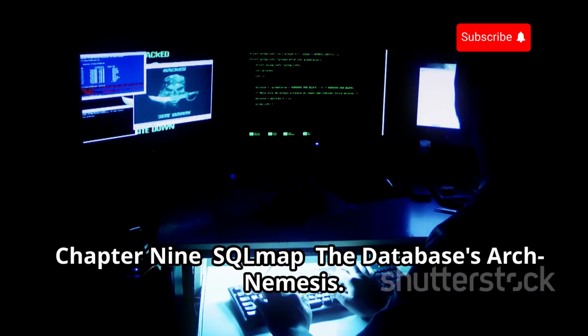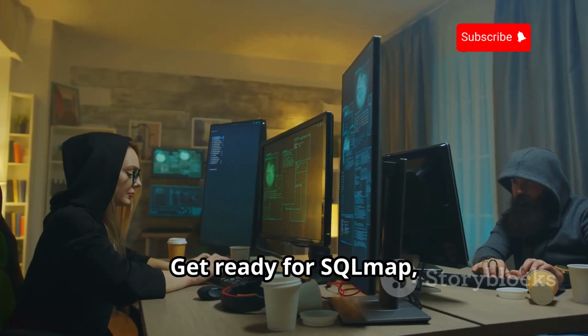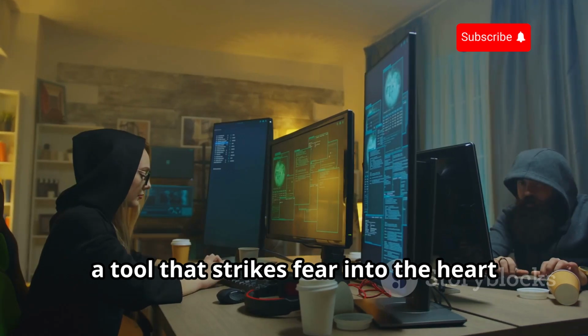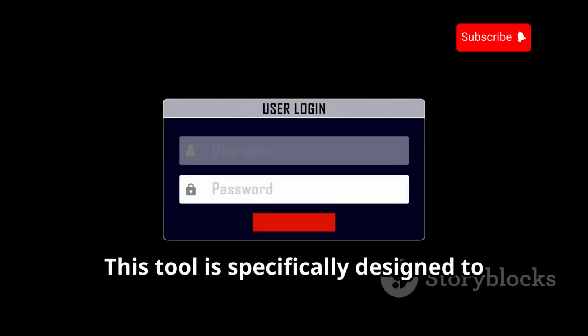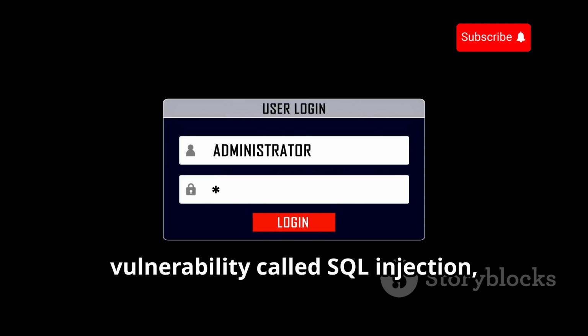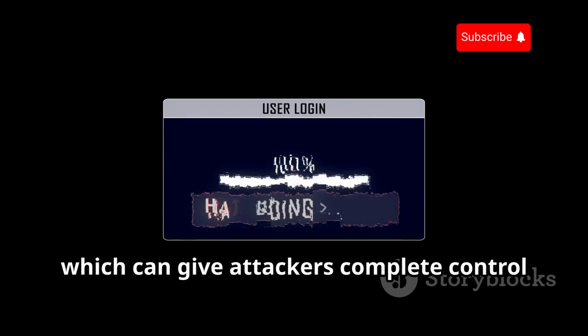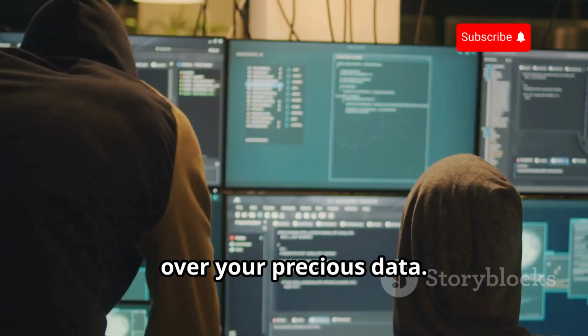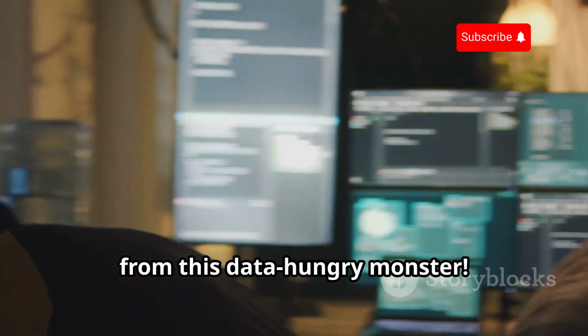Chapter 9. SQLmap, the database's arch-nemesis. Get ready for SQLmap, a tool that strikes fear into the heart of every database administrator. This tool is specifically designed to exploit a common web application vulnerability called SQL injection, which can give attackers complete control over your precious data. But don't despair, there are ways to protect your databases from this data-hungry monster.